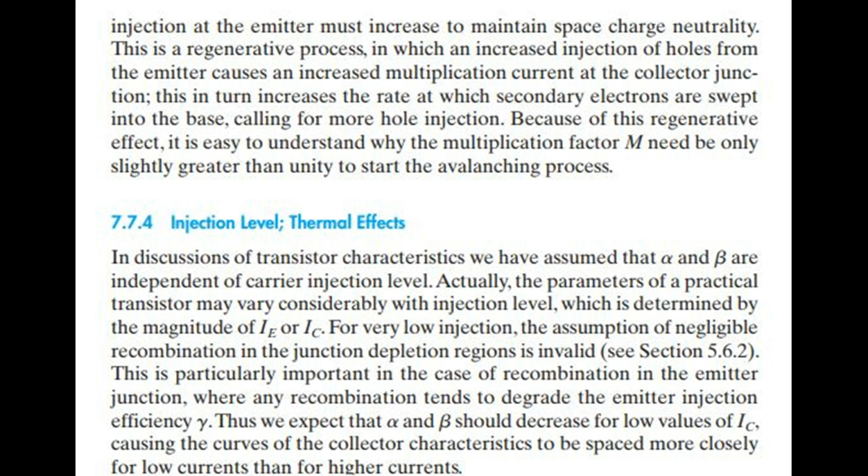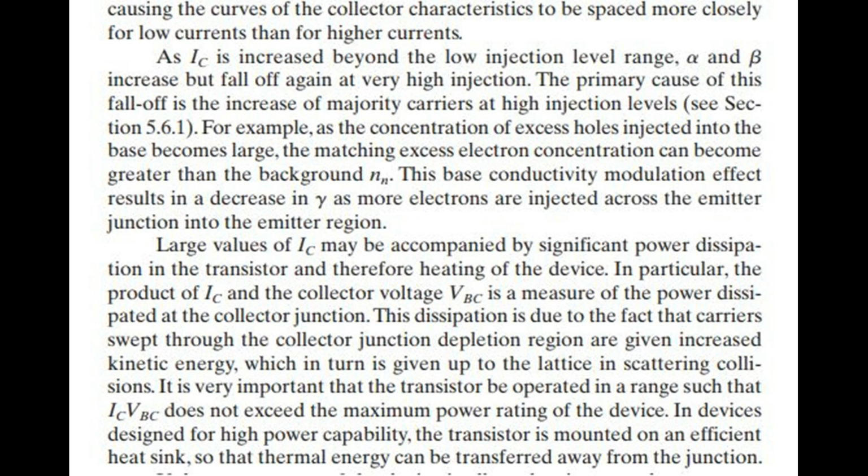As IC is increased beyond the low injection level range, A and B increase but fall off again at very high injection. The primary cause of this fall off is the increase of majority carriers at high injection levels, see section 5.6.1. For example, as the concentration of excess holes injected into the base becomes large, the matching excess electron concentration can become greater than the background Nn. This base conductivity modulation effect results in a decrease in G as more electrons are injected across the emitter junction into the emitter region. Large values of IC may be accompanied by significant power dissipation in the transistor and therefore heating of the device.